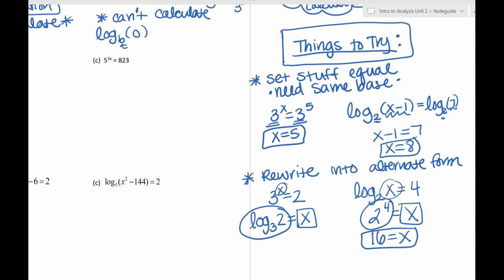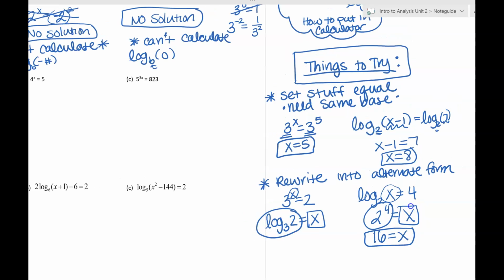So these are going to be our two strategies every time we're trying to solve log or exponential equations. Can I set something equal to each other? Is it as simple as that, or am I going to have to rewrite it in a different form?